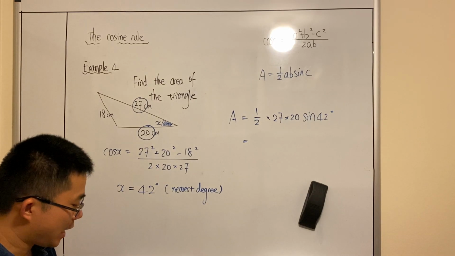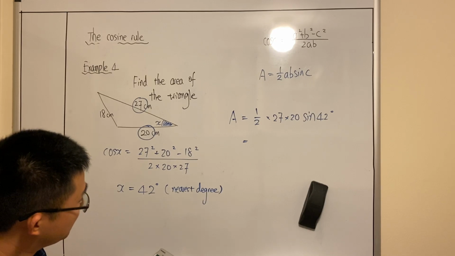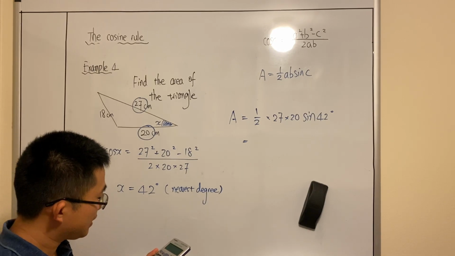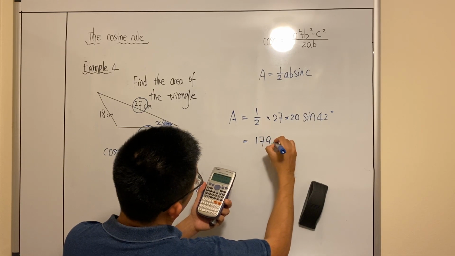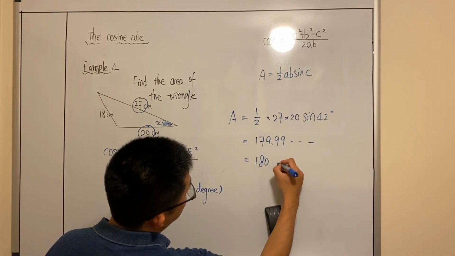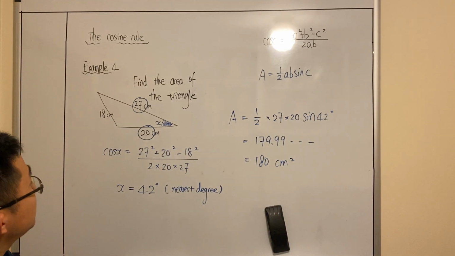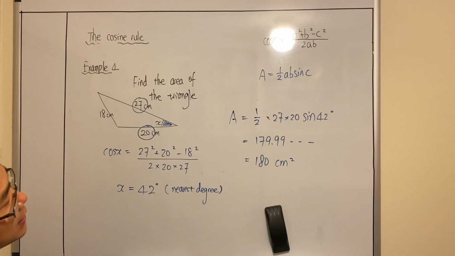So let's do the calculation. The answer is 179.99, and let's write the nearest answer, which will be 180 square centimeters. And that's how you find the area of any triangle with all three sides given.